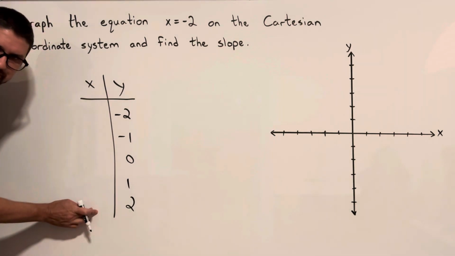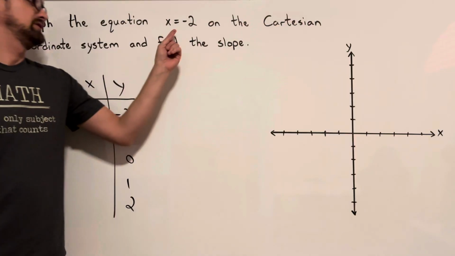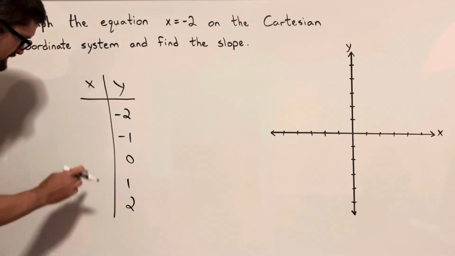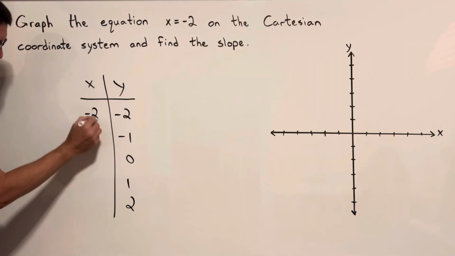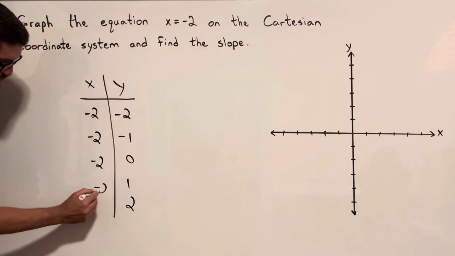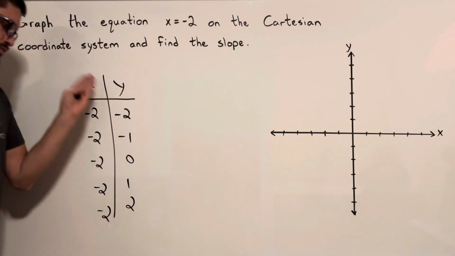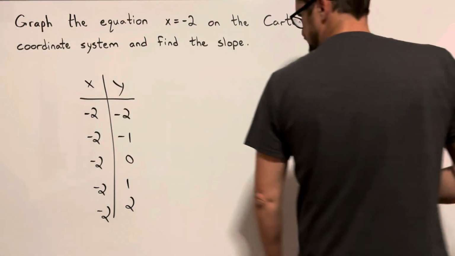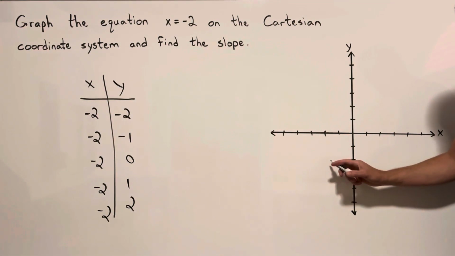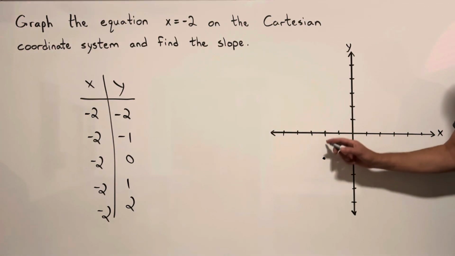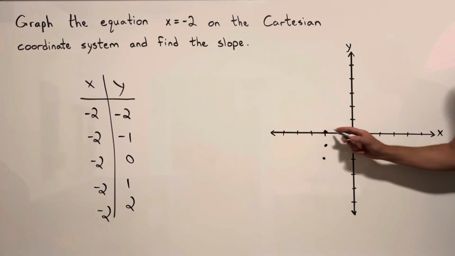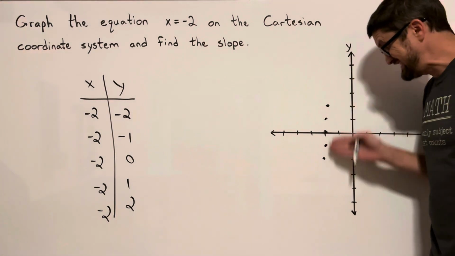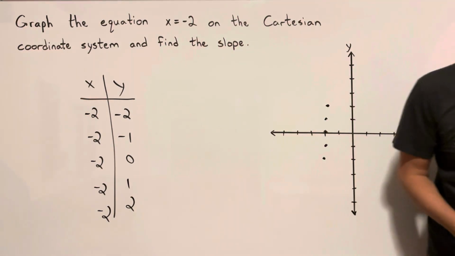But the x values, they're always going to be -2. X equals -2 always. So the x here is always going to be -2. But the y value could be any number. Now let's plot these ordered pairs. We have -2, -2, -2, -1, -2, 0, -2, 1, and -2, 2. So you can see that they are forming a vertical line.